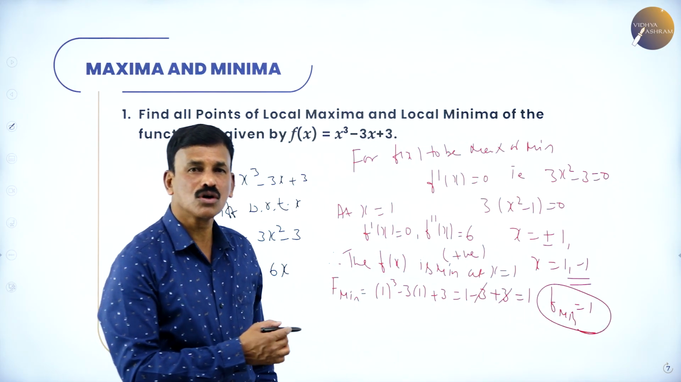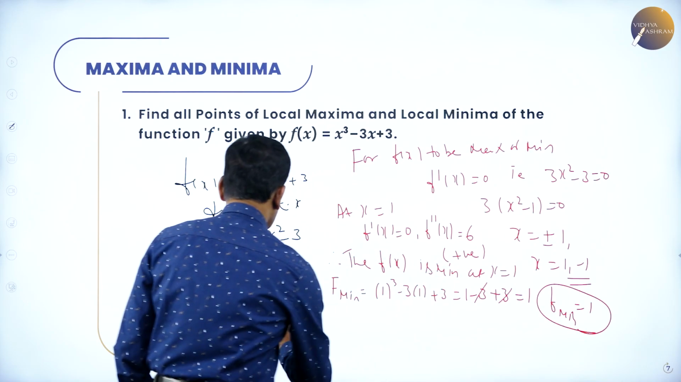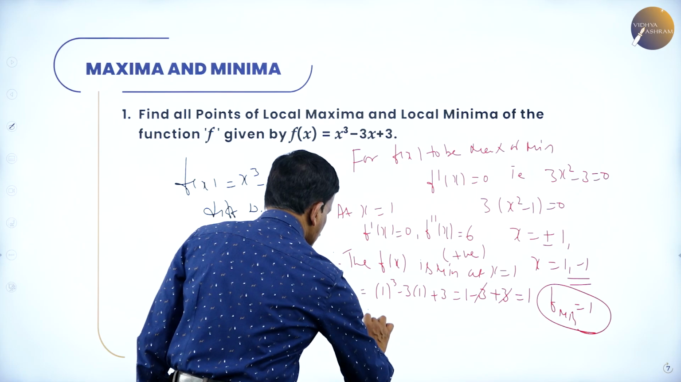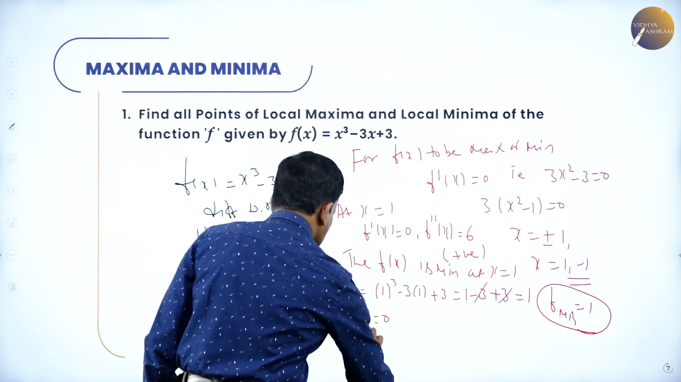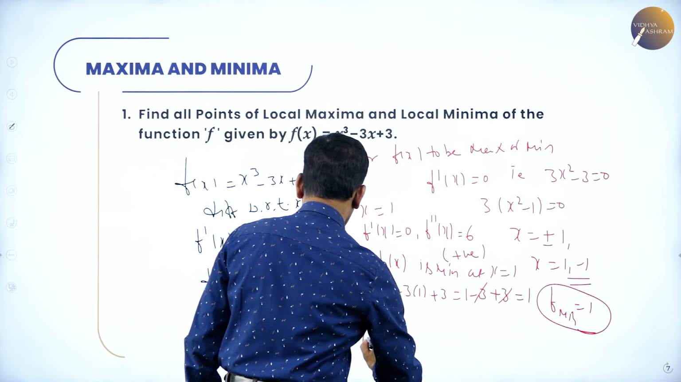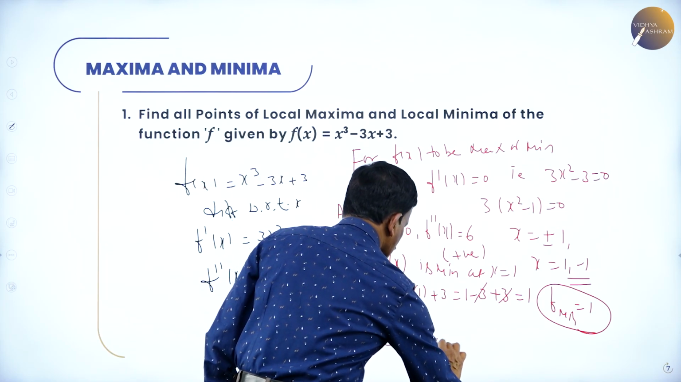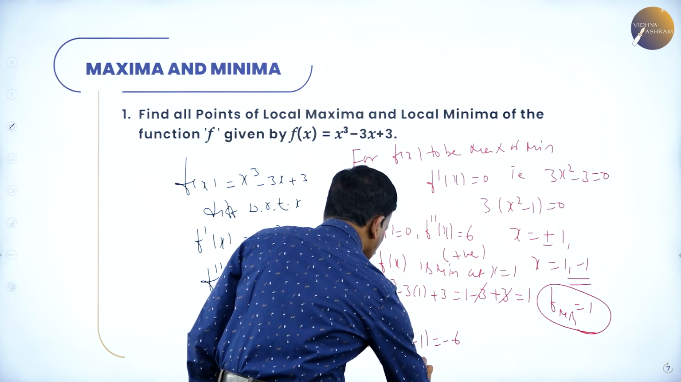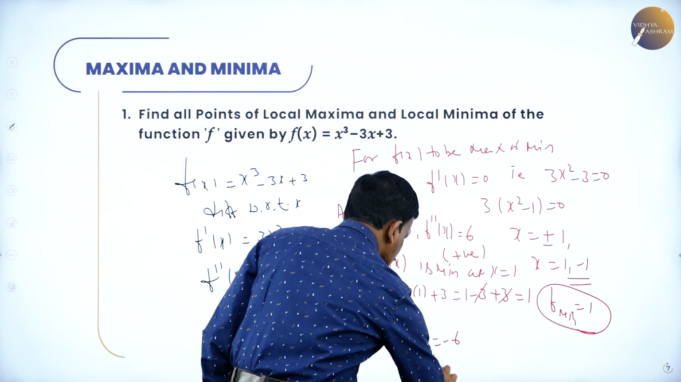So, this is called the local minimum. Similarly, at x is equal to minus 1, f dash x is equal to 0, whereas f double dash x, so what you will get? 6 into minus 1, that's equal to minus 6. Negative. Negative means the function is maximum. Therefore, the function is maximum.